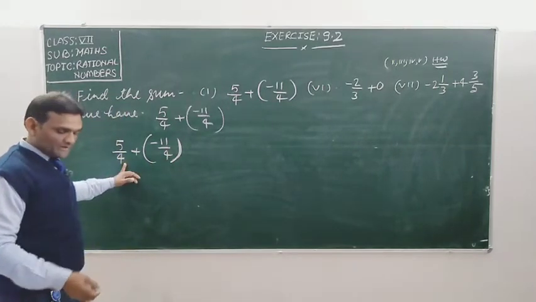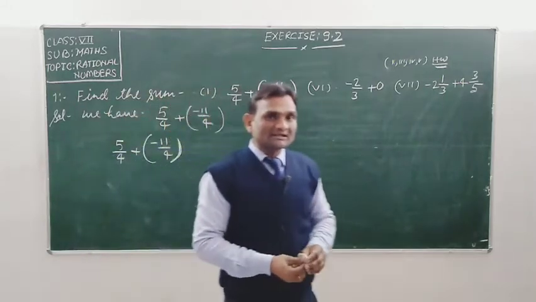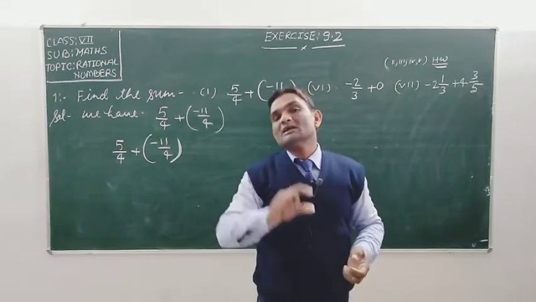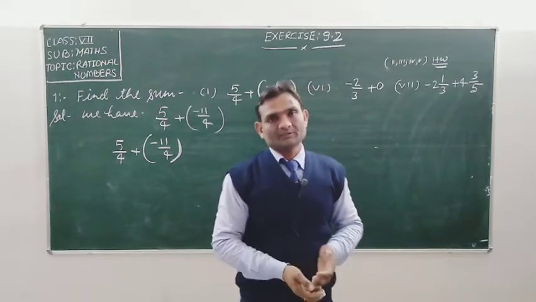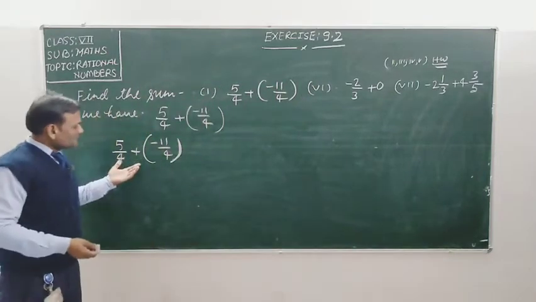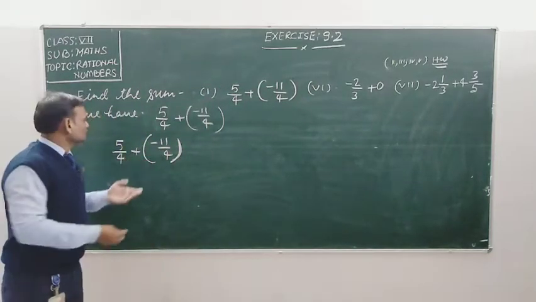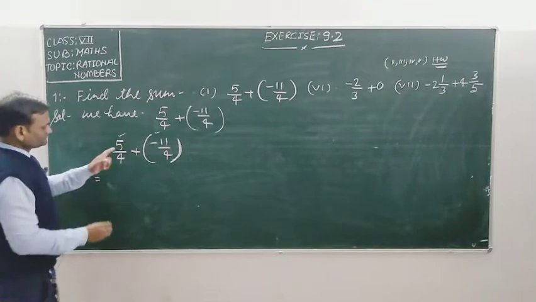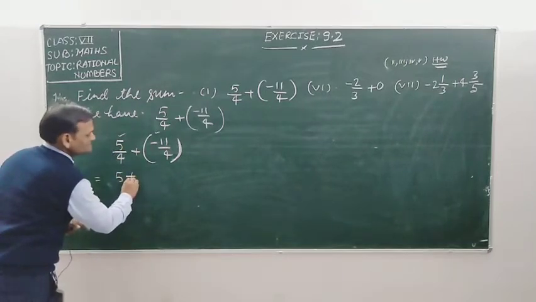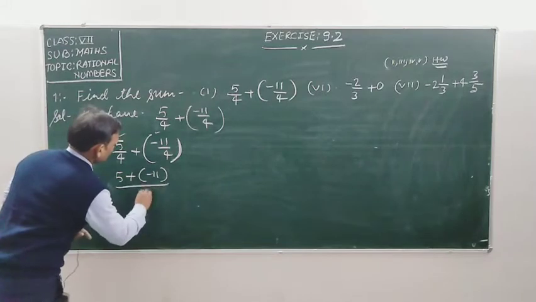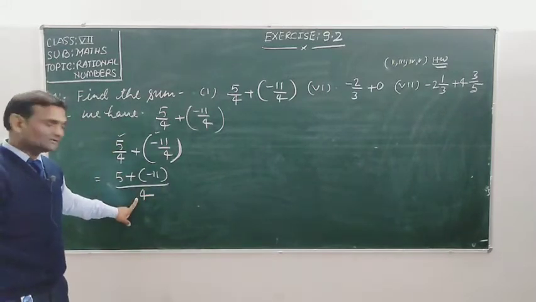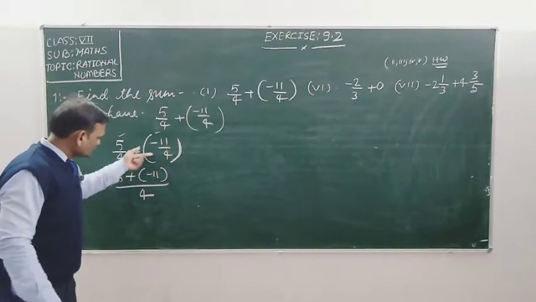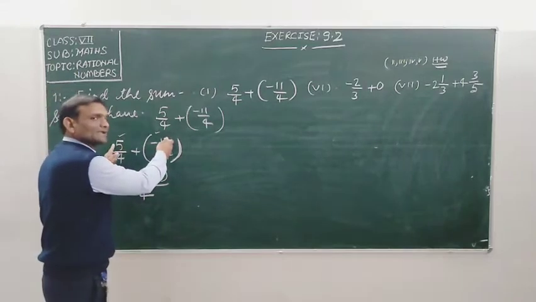In the fraction chapter, I told you, if the denominators of two fractions are the same, then we add or subtract only the numerators. अगर डिनोमिनेटर सेम है और हमें ऐड करना है तो हम न्यूमरेटर टू न्यूमरेटर को ऐड करते हैं. It's OK, student. So here 5 plus minus 11/4. Because the denominators are the same, we write one denominator and we add numerator and numerator.